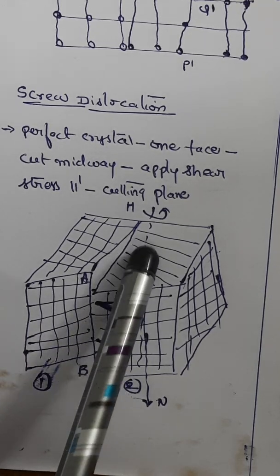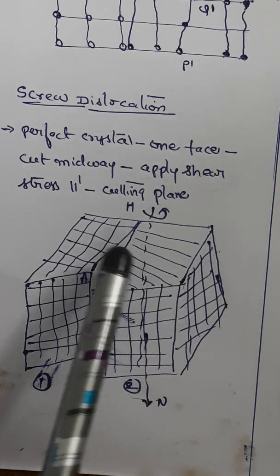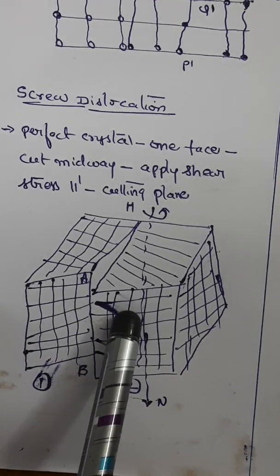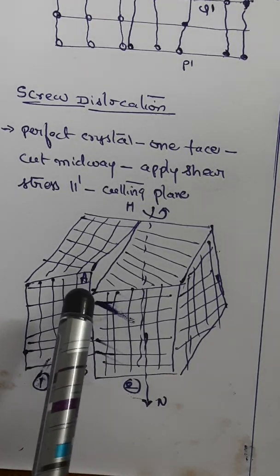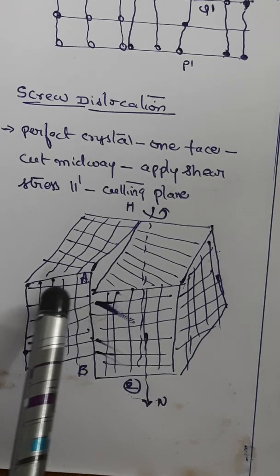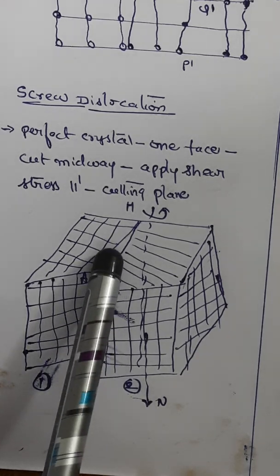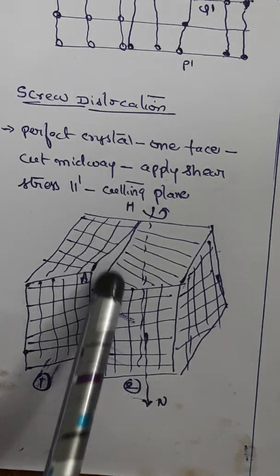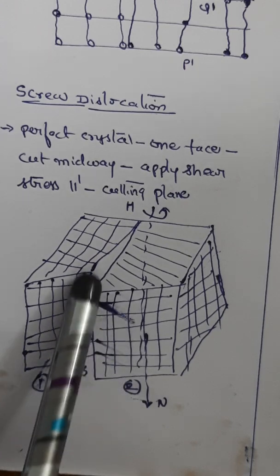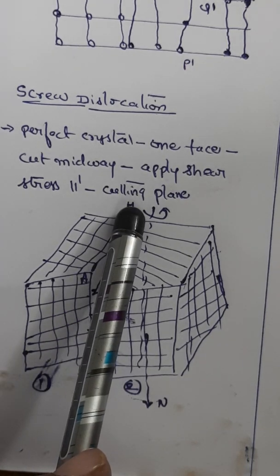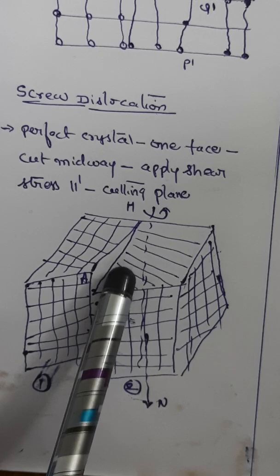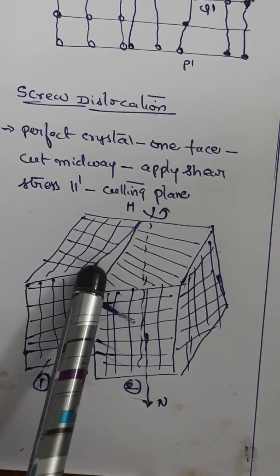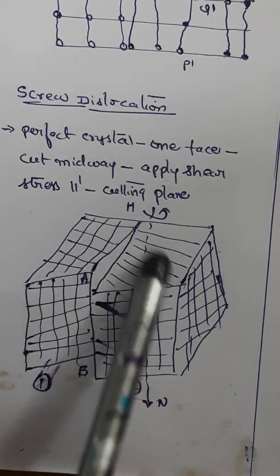Along the cut boundary, the atoms get displaced and the two regions will be in a mismatched condition. That is, the dislocation of atoms takes place around the edge line AB. This is what is known as the dislocation line. From the top surface, the dislocation of atoms will be in the form of a screw or a spiral around AB. Hence the dislocation is called screw dislocation.